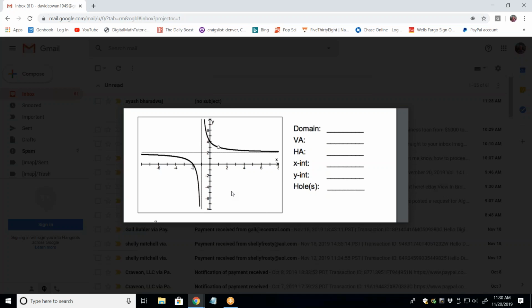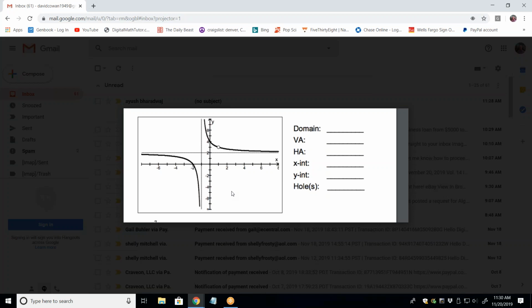Do they always want it in interval notation? No. I'm just gonna write the double R, all real numbers, except x cannot be equal to -1 or x cannot be equal to 1. It's the same thing. That's legit. You can state it like that.